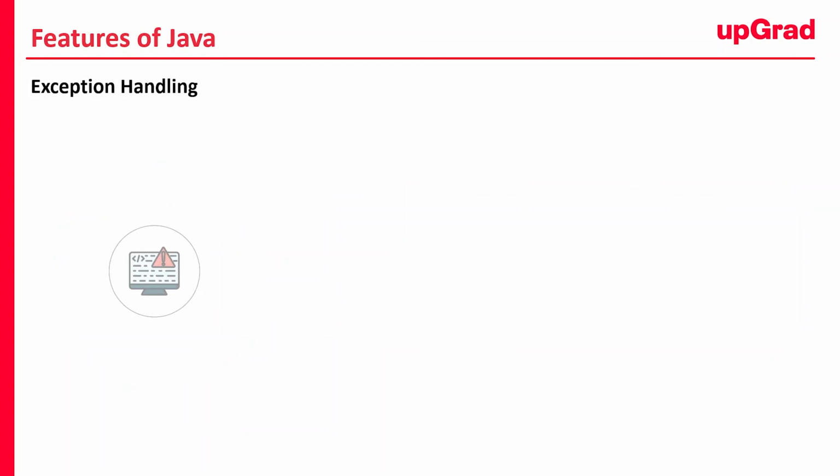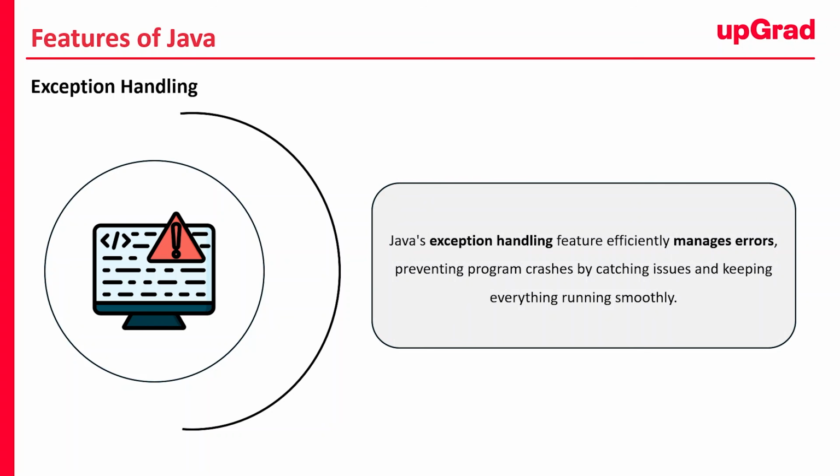Then Java is also great at handling errors. Things don't always go smooth when you run a program, right? Well, Java has a built-in way to catch and handle mistakes when they happen. This feature, called exception handling, makes sure your program doesn't just crash when something goes wrong. Instead, it lets you manage the problem and keep things running.